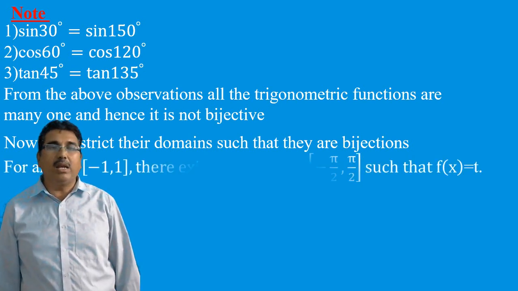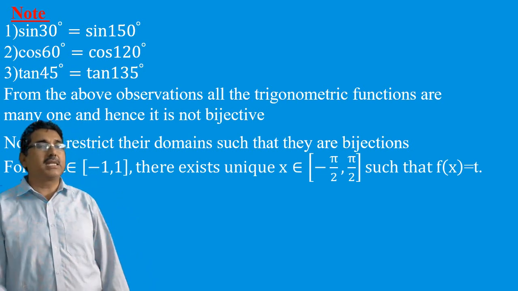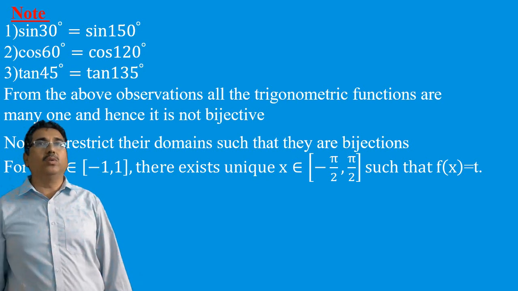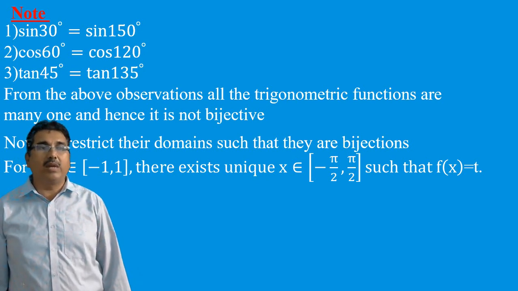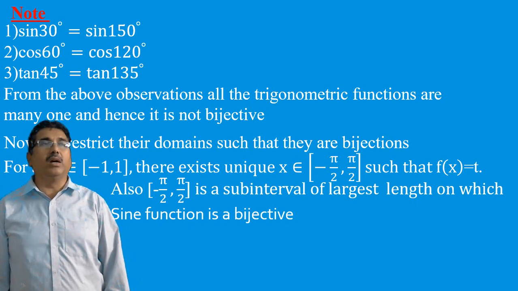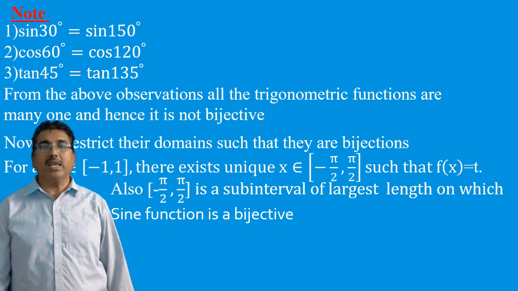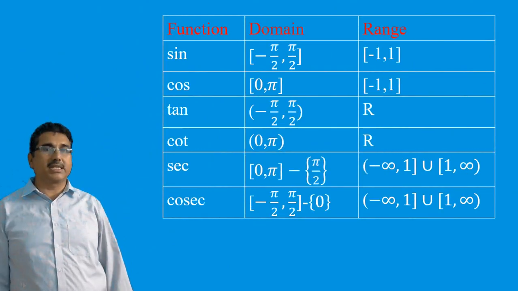For any t belonging to the closed interval [-1, 1], there exists a unique x belonging to the closed interval [-π/2, π/2] such that f(x) equals t. Also, this interval is a subinterval of largest length on which the sine function is bijective. Now, the restricted domains are shown in the table.